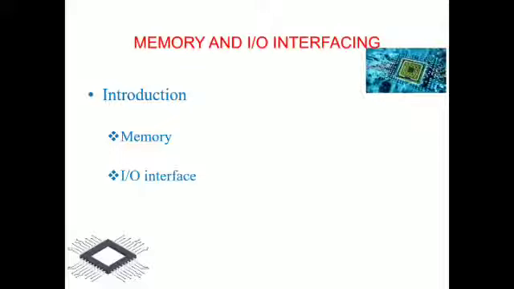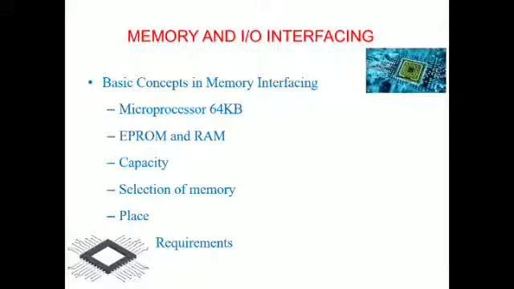Next, when you go for memory interfacing, the first point is that the 8085 microprocessor can access 64 kilobytes of memory since the address bus is 16 bit. This is a basic one, but it is not always necessary to use the full 64 kilobytes address space. The total memory size depends upon our application. Next, generally EEPROM is used as program memory and RAM as data memory. When both EEPROM and RAM are used, the total address space of 64 kilobytes is shared by them.